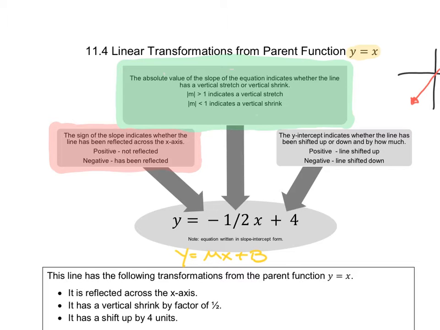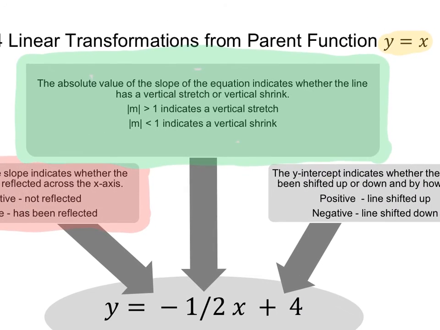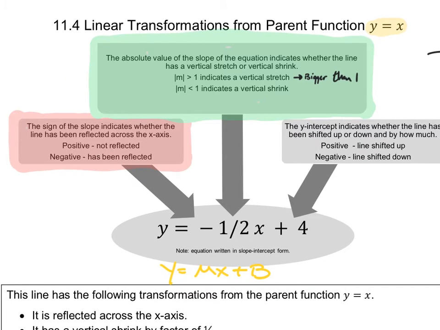All right, now, here are the things you need to take away when you're looking at the slope. If the slope is greater than 1, so what does that mean? I'm going to zoom in on this. This means bigger than 1. If it is bigger than 1, it is a vertical stretch. When you think of stretch, what do you think?